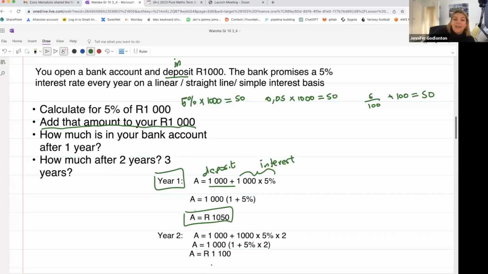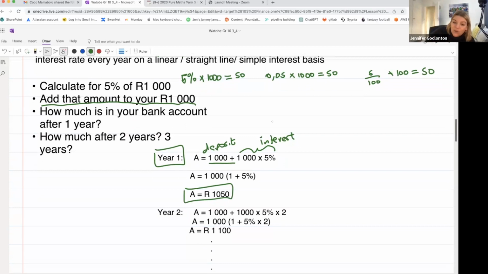At the end of year two, it's the same situation. Instead of adding 50 Rand, we're going to multiply that by 2, because there's now 2 times I'm adding 50 Rand. And so now at the end of year 2, I would have 1,100. If it was the end of year 3, I would say times 3. If it was the end of year 4, I would say times 4. So you're going to add that same amount of money on however many years you end up having.